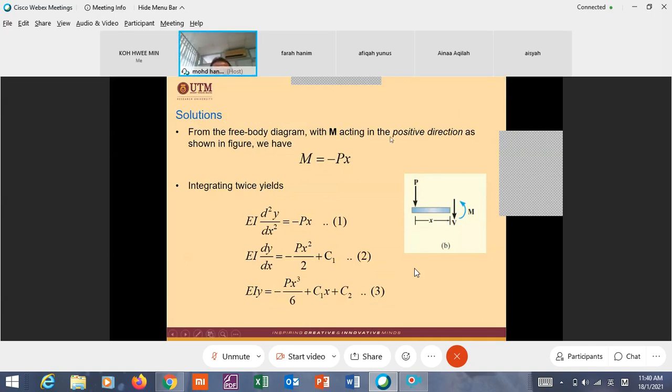From the free body diagram, with M acting in the positive direction, you go from left to right. So the sign convention is M equal to minus Px, which means what? Anti-clockwise is negative. You are here now, and what is at your left? Use the sign convention, anti-clockwise negative, so minus Px.